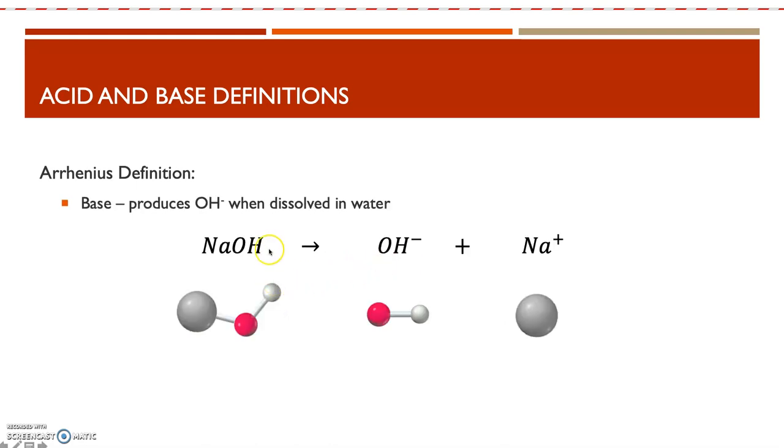Bases then are any species that produces hydroxide when dissolved in water. So sodium hydroxide is the quintessential base. When we put that into water, the sodium gives up its electron, hydroxide takes it to form the hydroxide ion, and then you also have sodium ions in solution.